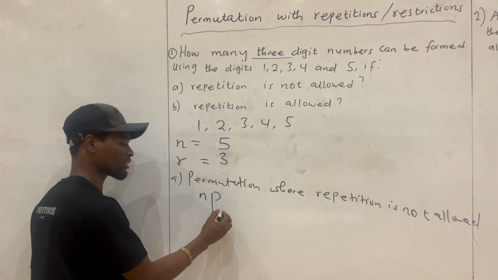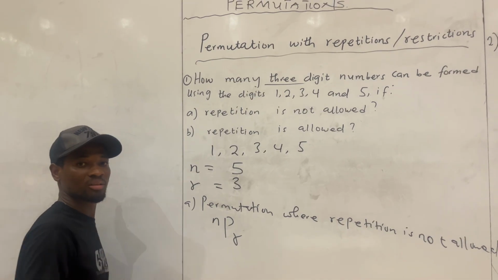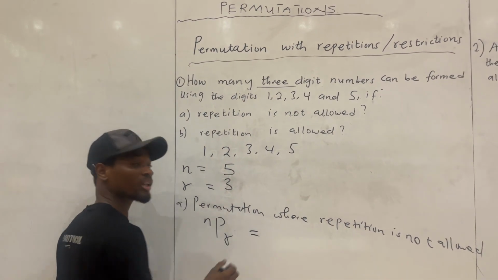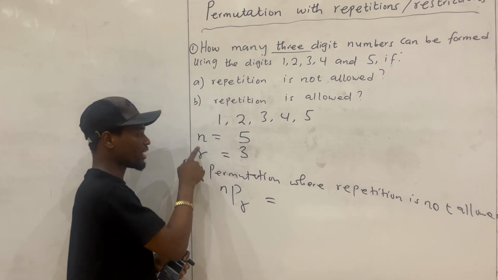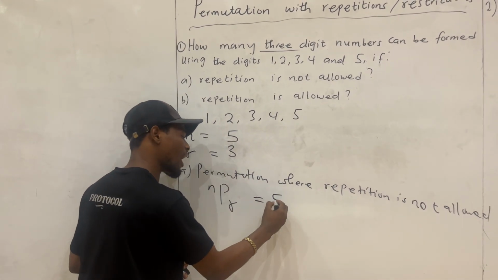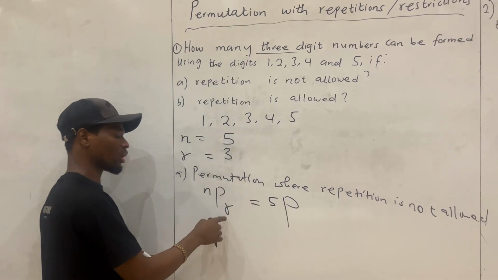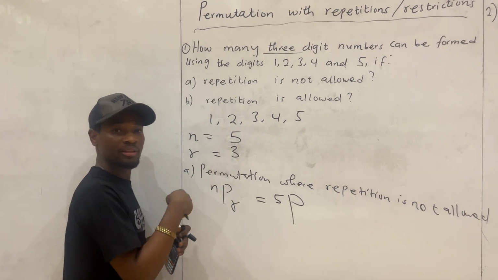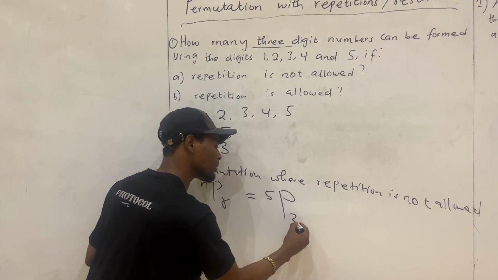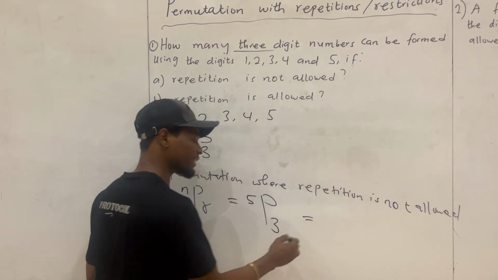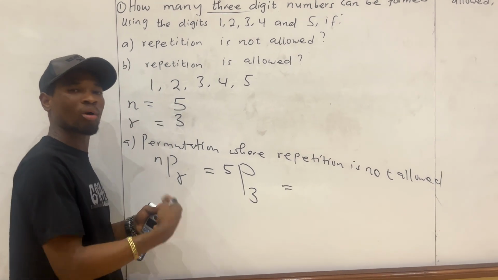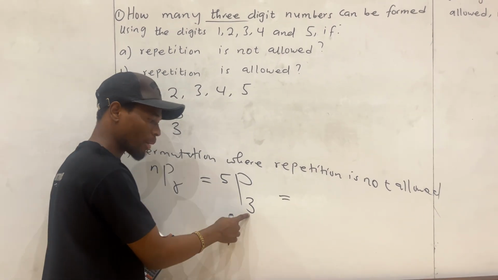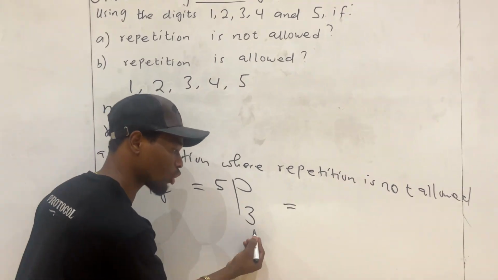nPr. So therefore, we are just going to do substitution. What is my n? n equals 5. So we have 5, then permutation. What is r? r here is equal to 3. And we said the number here, the r, denotes the number of times you multiply those items. So I'm going to multiply 3 items.